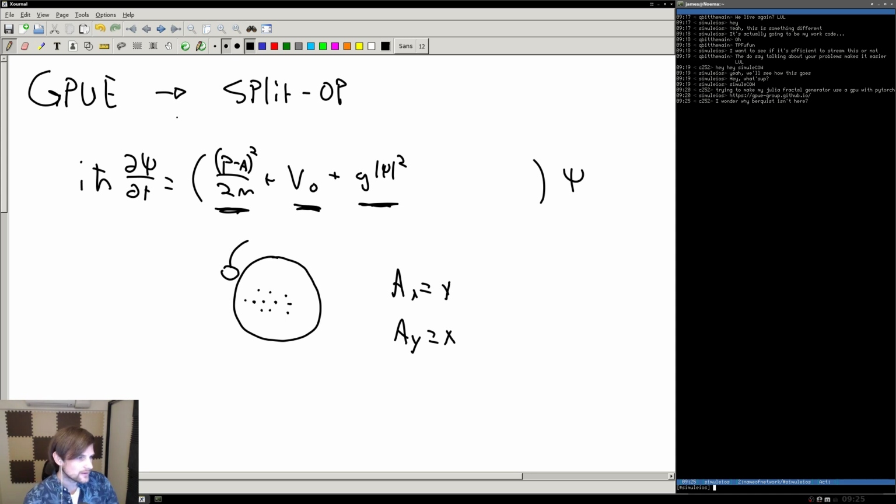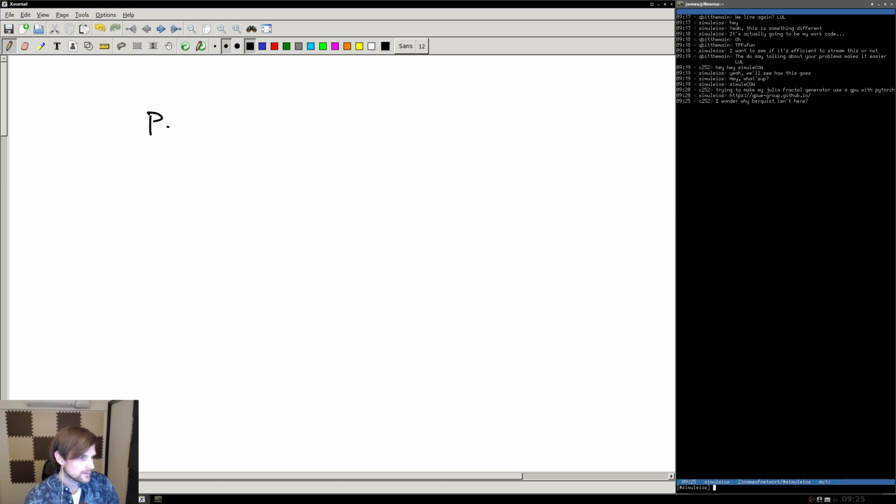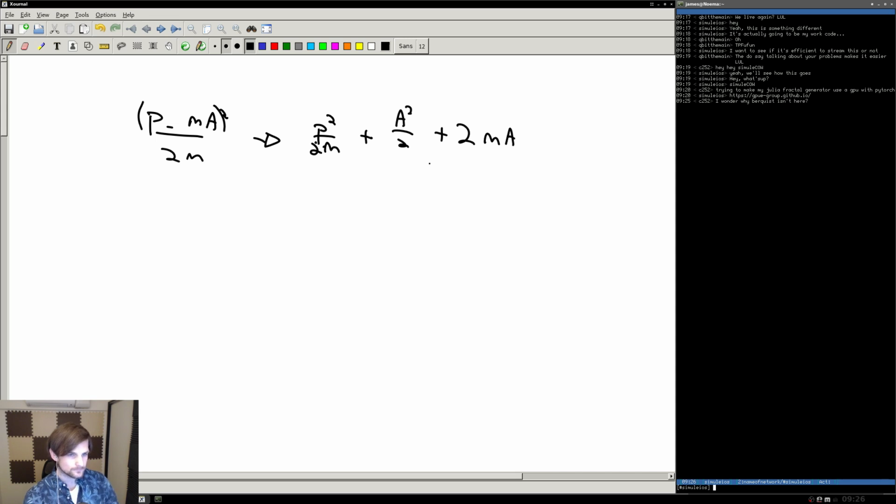In particular, if we multiply this term out entirely, (p minus A) squared over 2m, this gives us multiple terms. A p squared over 2m term, which is your typical momentum term. Then you have an A squared over 2 term, which is just added into the real space potential. But then you have something kind of interesting: you get a plus 2pA term, sorry about that. But then I think the m's cancel, so it's just a pA term.